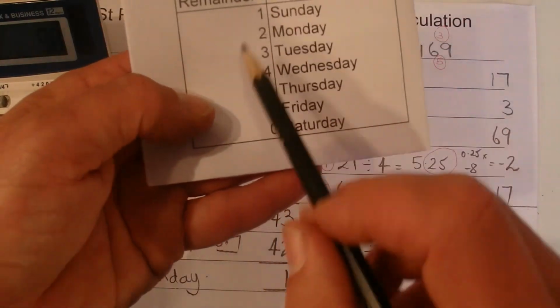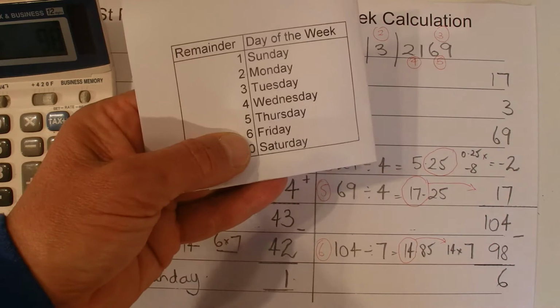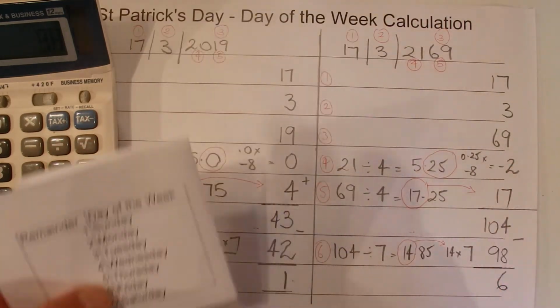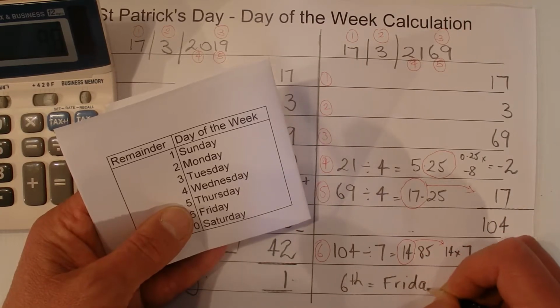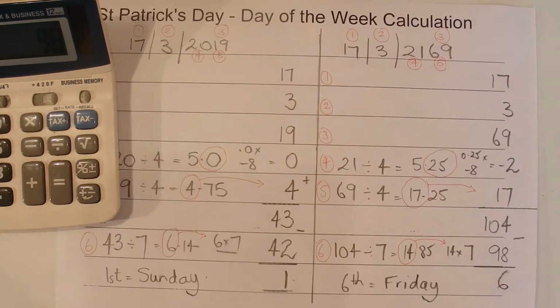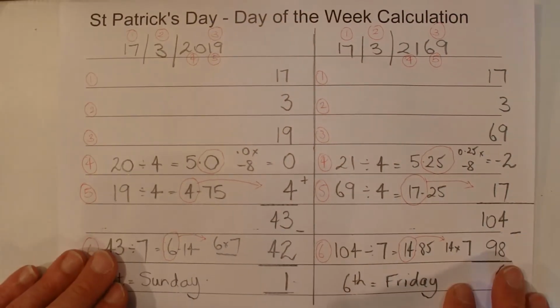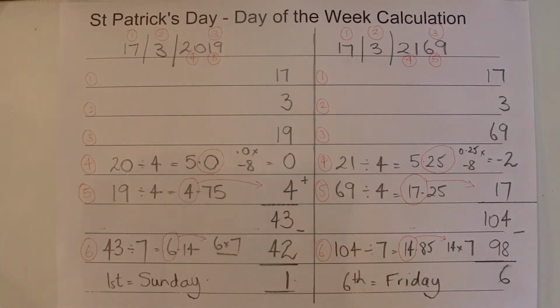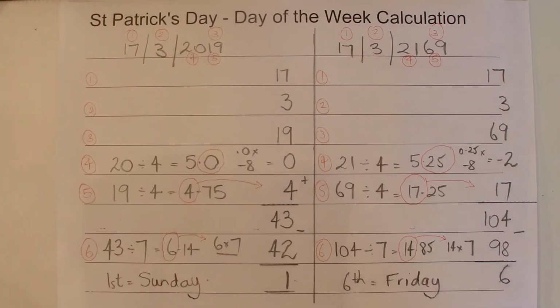And we look up in our trusty table, and if it's the 6th day, then that's going to be a Friday. So there we go, 6 equals Friday. So the 17th of March 2169 will be a Friday. So that's a simple formula to calculate the day of the week that St. Patrick's Day will fall on in any year.